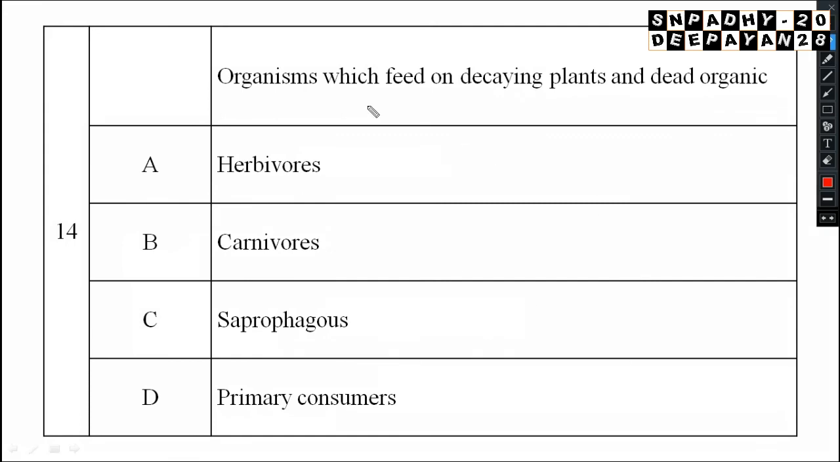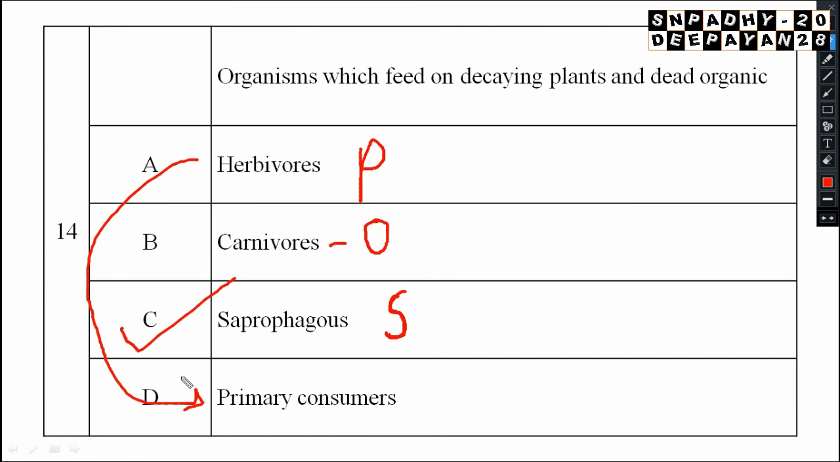Next question is organisms which feed on decaying plants and dead organic matter. Those are known as saprophagous. Yes or no? They are also known as scavengers. Herbivore means they will feed on the plant. Carnivores means they will feed on other organisms. Saprophagous means they are scavengers. And primary consumer means that will be your herbivores. So the answer is C, saprophagous.